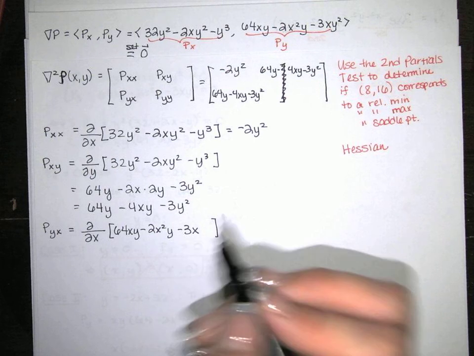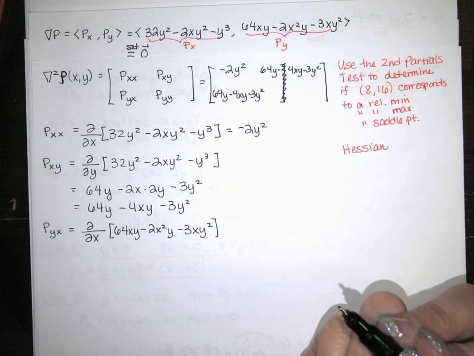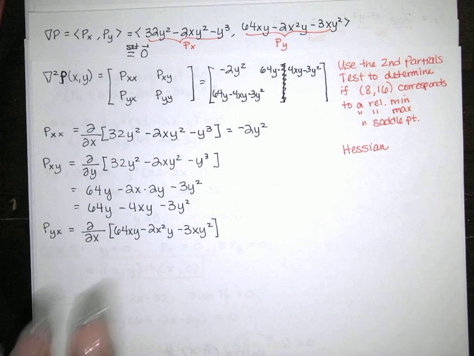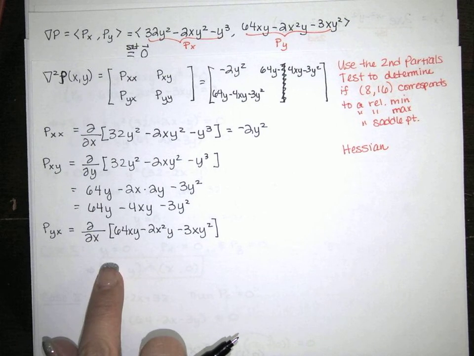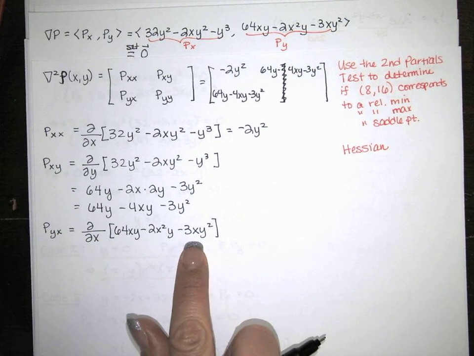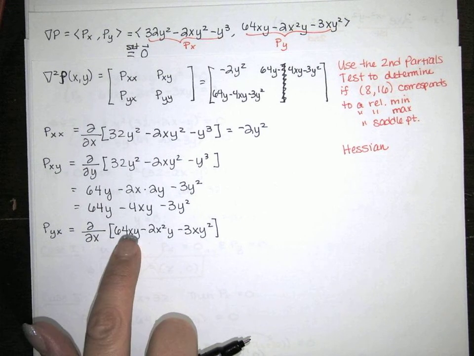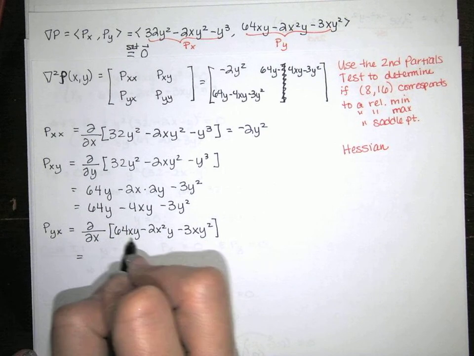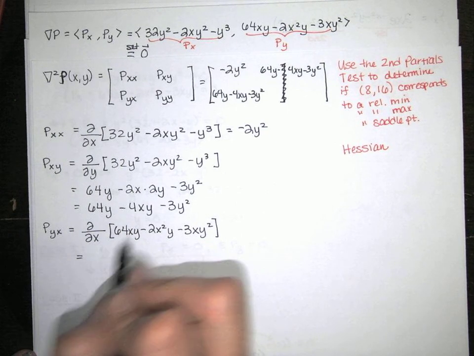If you're dealing with a polynomial function, you know that's going to work out just fine. But sometimes we want to check our work just in case we made a little error. Now I'm taking the derivative with respect to x this time. I've got a constant times x. The derivative of a constant times x is just the constant. The constant is 64y.